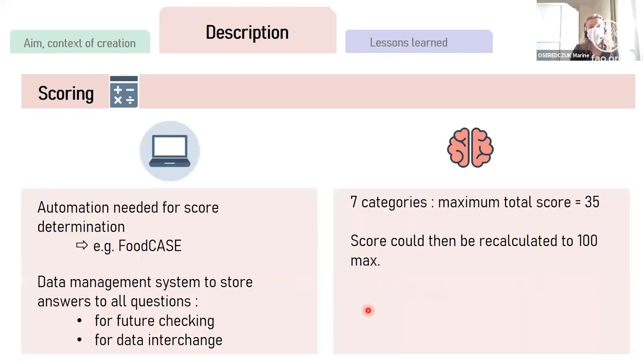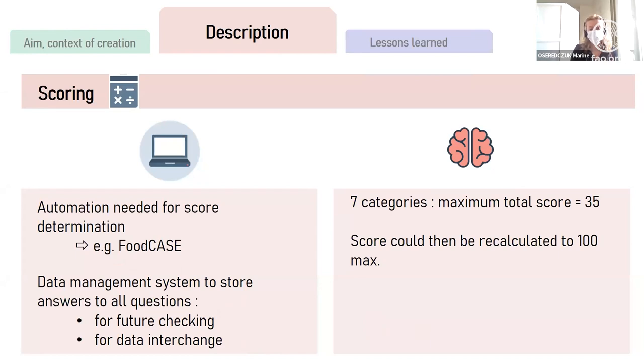You'll then understand that scoring is not straightforward and that it's necessary to have an automatic determination of scores based on answers given. This automation was implemented in FoodCASE, the food data management system that is promoted by Eurofir. But it could, of course, be implemented in any other food data management system. Eurofir advises to store not only scores obtained for each category, but also all answers that were given. The idea is not only to keep traceability, but also to allow future checking and maybe updates.